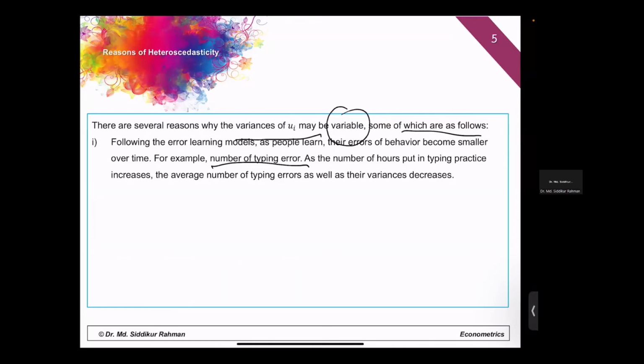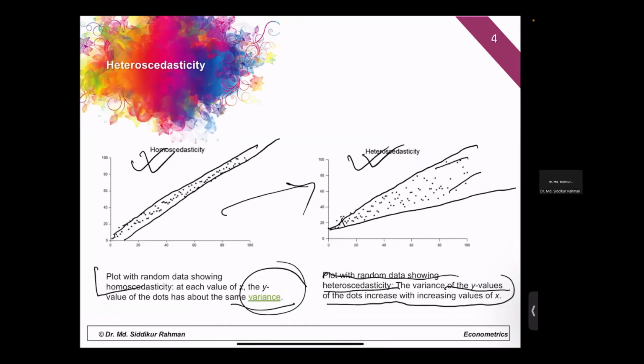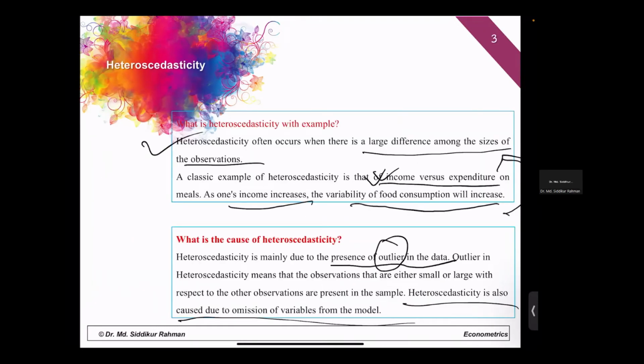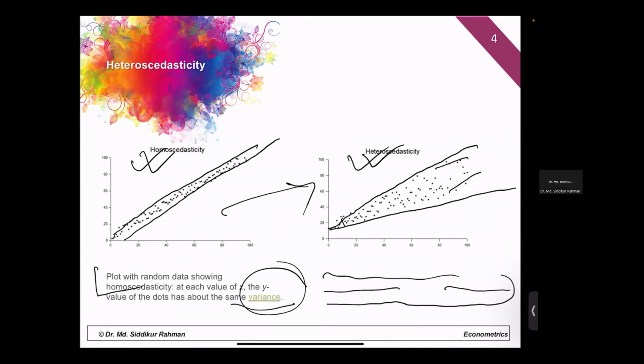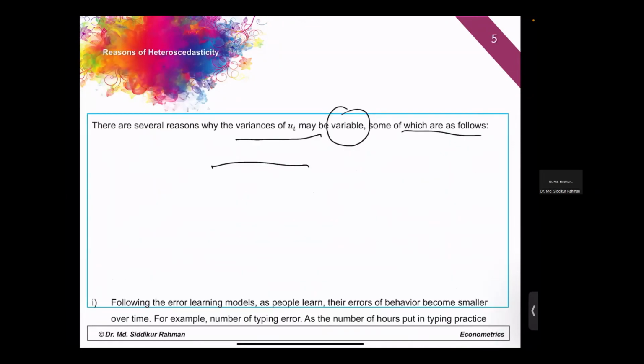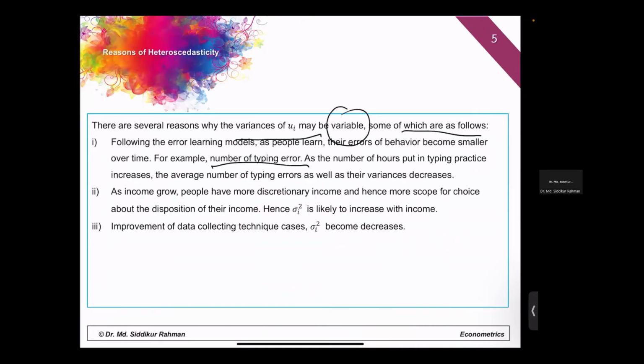So this is a very classic example: the number of typing errors can be reduced with the number of efforts you make, right? As the number of hours you put into typing practice increases, the average number of typing errors as well as their variance decreases, right? So this is a very classic example of why heteroskedasticity arises. For this kind of example, you can find large differences, like what I mentioned in my previous slide: there is a large difference among the sizes of the observations. So this kind of thing happens in classic examples like typing errors, where your errors become smaller over time, or maybe become larger if you have less practice. So this is one of the reasons.